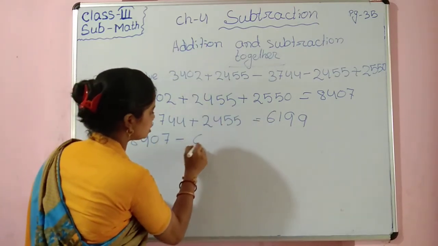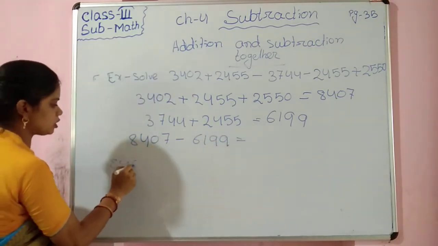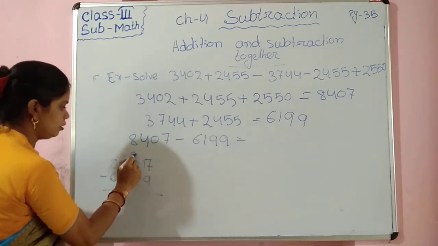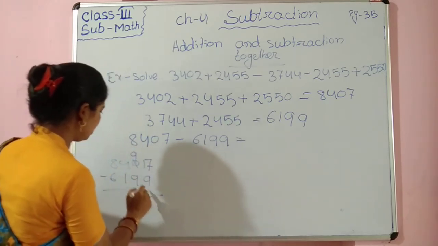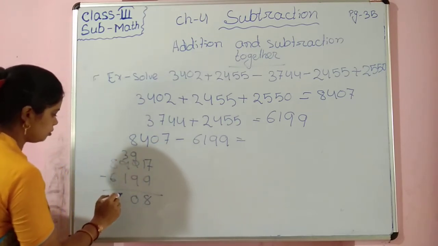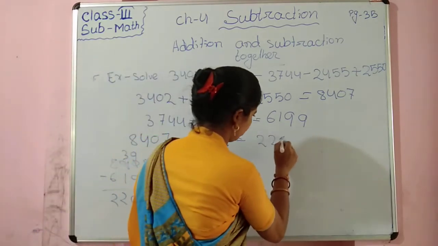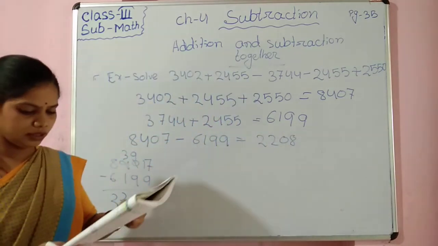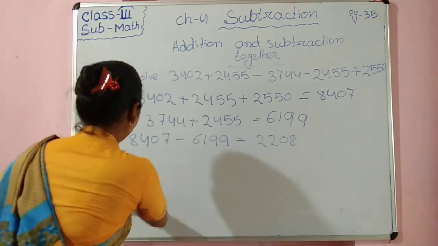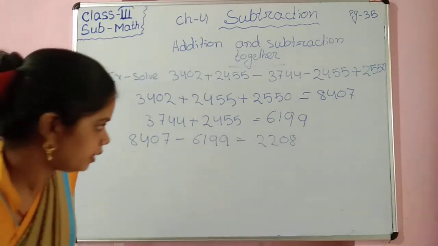We subtract 8407 minus 6199. Subtract: here 7 and 8 borrowing, 0, here 3, 2, 2. Our answer is 2208. In this way we solve the addition and subtraction together. Next example.